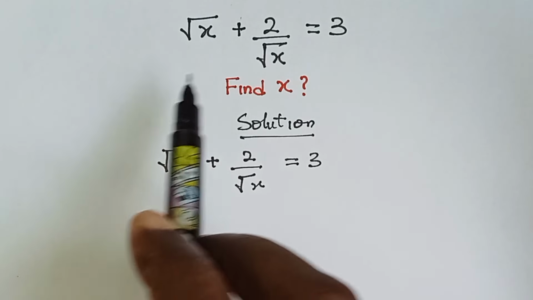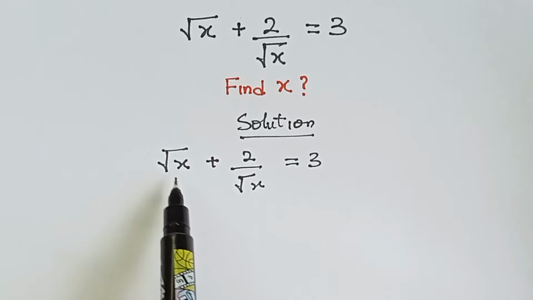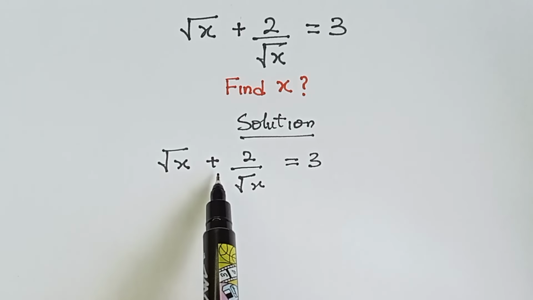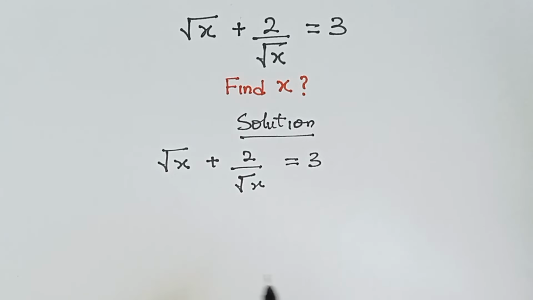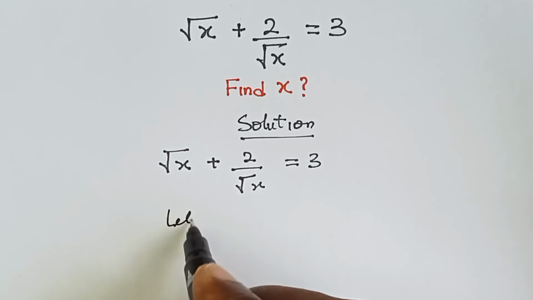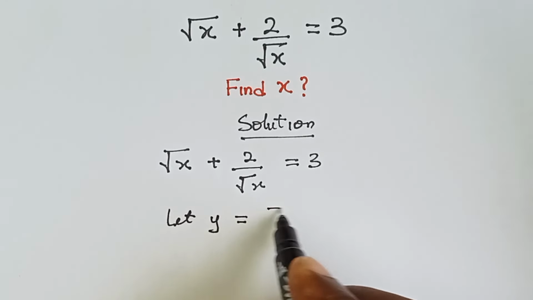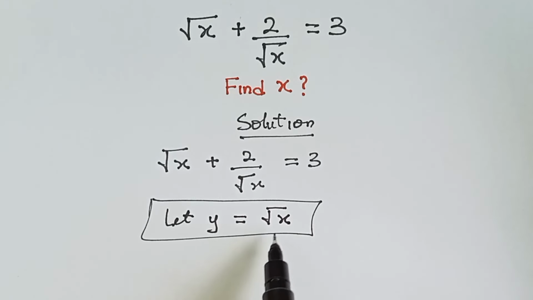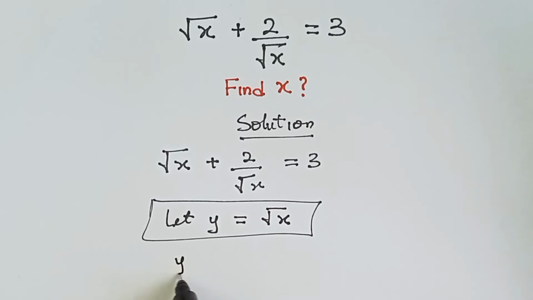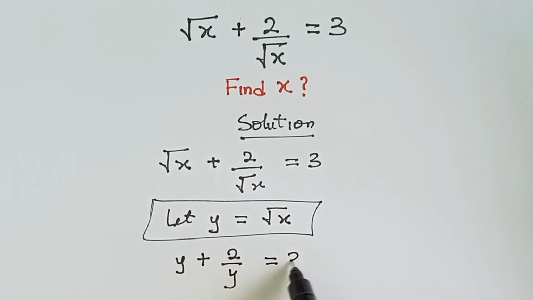In this video, we want to solve this radical equation. We have square root of x plus 2 over square root of x equals 3. The first thing we do is we say let y equals square root of x. It means anywhere we see square root of x, we put y. So for this we have y plus 2 over y equals 3.